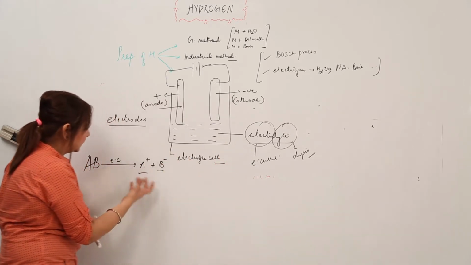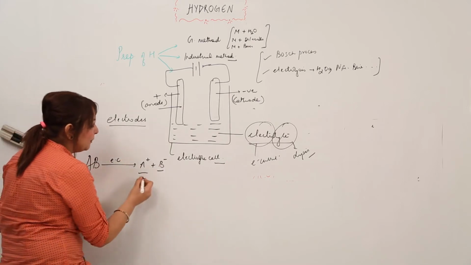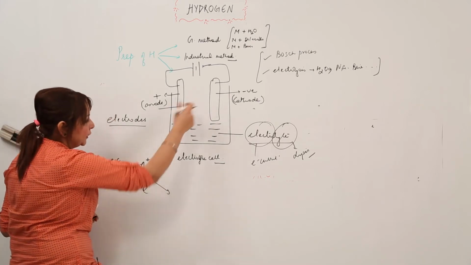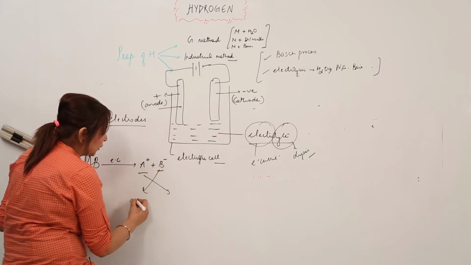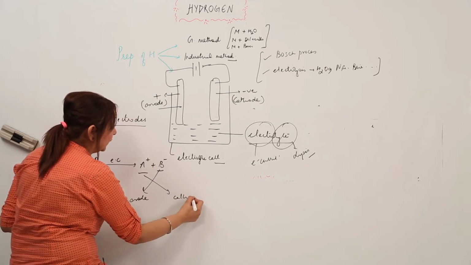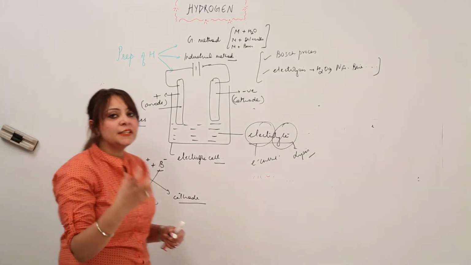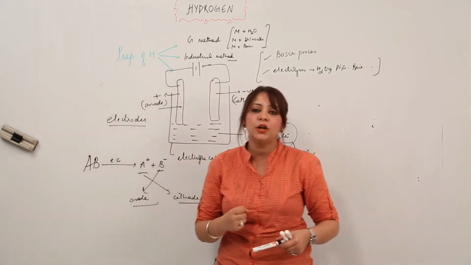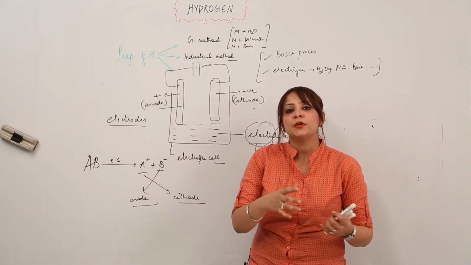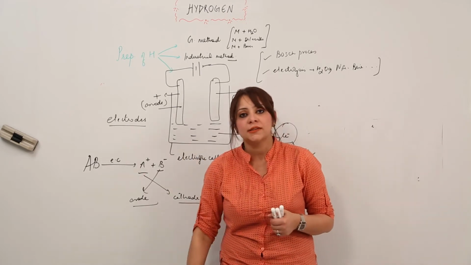And what happens after these ions are formed? They migrate to the oppositely charged electrode. The negative ions will go to the positive electrode, that is the anode. The positive ions will go to the negative electrode, that is the cathode. And then specific reactions will occur at the anode and cathode, with respect to oxidation and reduction. So this is what is happening in electrolysis.